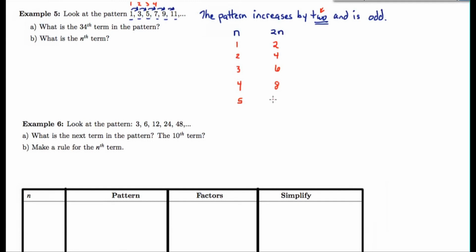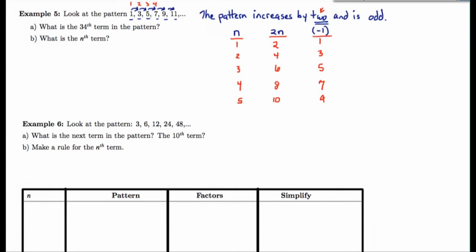5 times 2, 10. But these are all even numbers. I need these to be odd. I need 2 to be 1. I need 4 to be 3. I need 6 to be 5. So what are we doing here? We need to subtract something, don't we? We need to take 1 away. So 2 minus 1 would be 1. 4 minus 1 is 3. 6 would be 5, 8 would be 7, and 10 would be 9. Okay, so there's our pattern. We take the number of terms, we double it, and then subtract 1 from it.